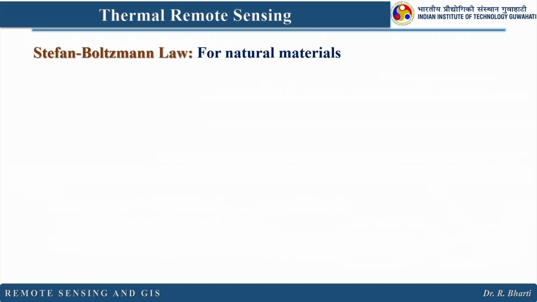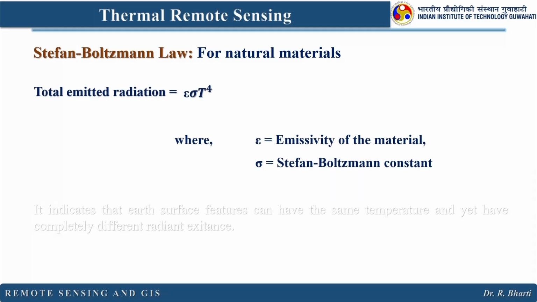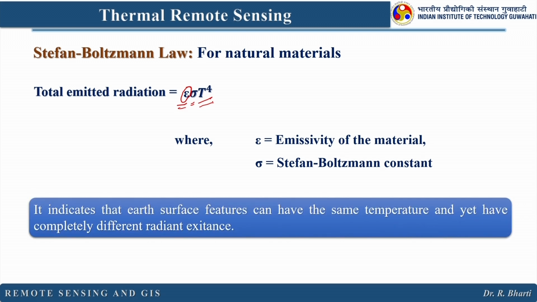So now what happens when we deal with natural materials? We add here this emissivity. Initially emissivity was not there. Now for natural material, total emitted radiation will be equal to emissivity multiplied with sigma, that is your Stefan-Boltzmann law, and T is your temperature. So for natural material, it will be emissivity, which will play a very critical role.